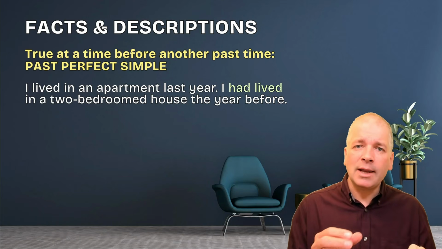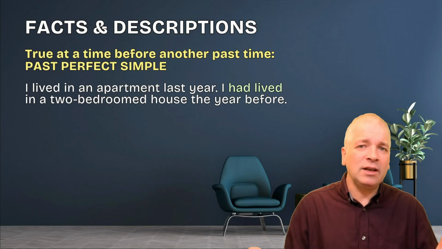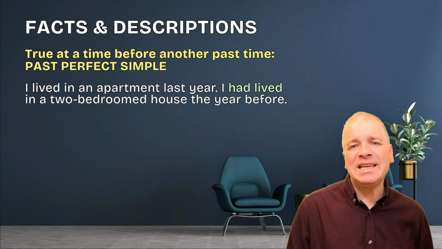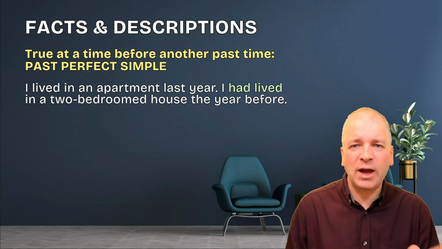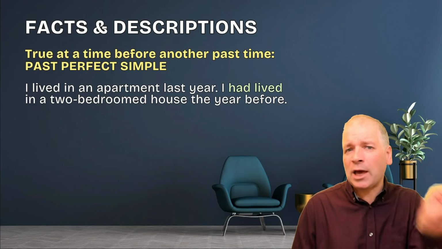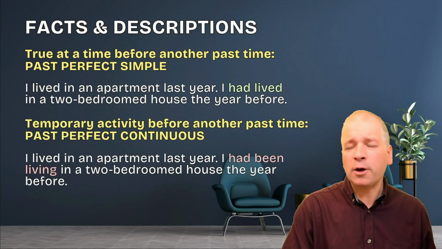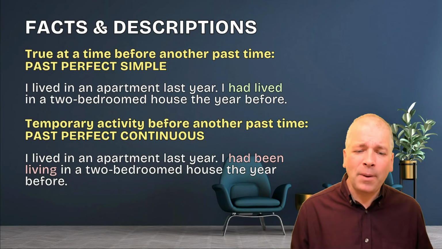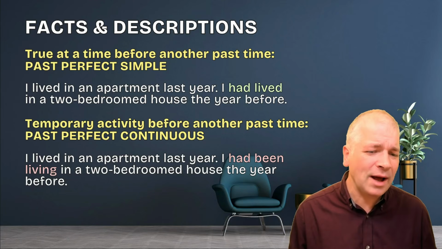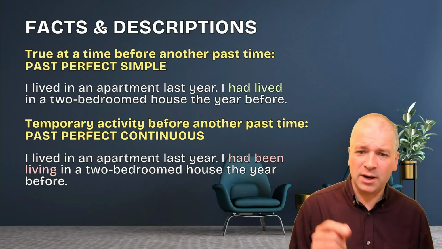Now, because the events are not in time order, we need to use the past perfect for the second event to show that we're going backwards in time from the time in the story. The past perfect continuous is similar, but here we can use it for a temporary activity before another past time.